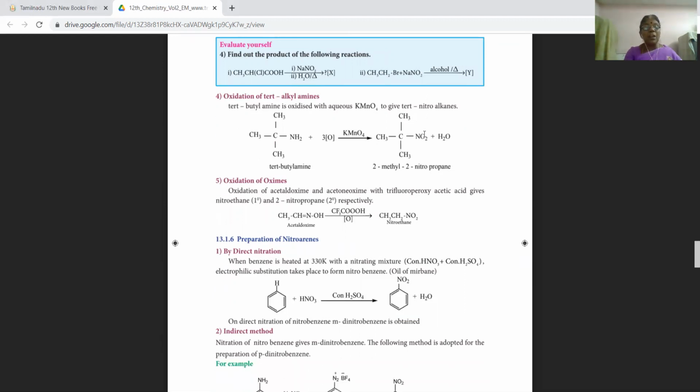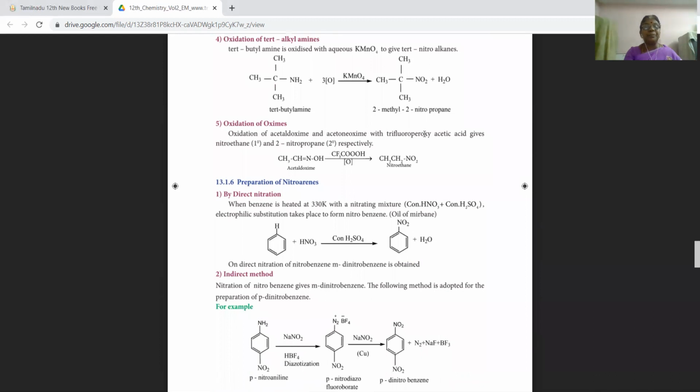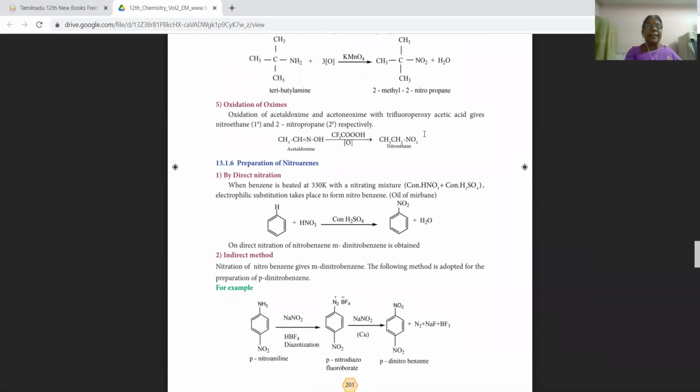Next is preparation of nitroarenes by direct nitration. When benzene is heated at 330 Kelvin with a nitrating mixture, already I told you, that is a mixture of nitric acid and sulfuric acid, electrophilic substitution takes place to form nitrobenzene. That is called oil of mirbane. Benzene plus HNO3 gives nitrobenzene plus water.